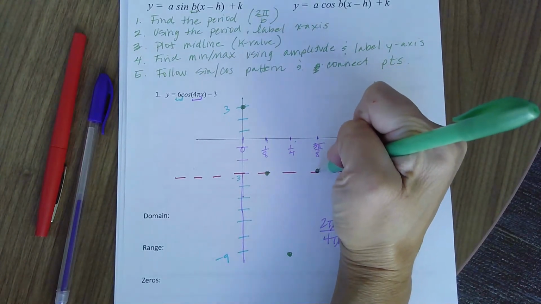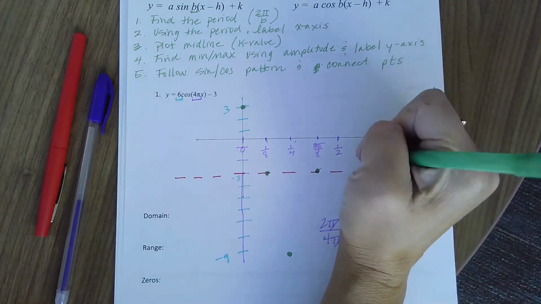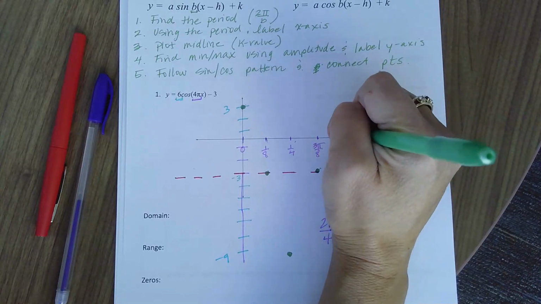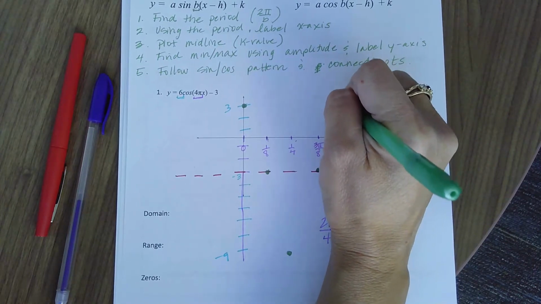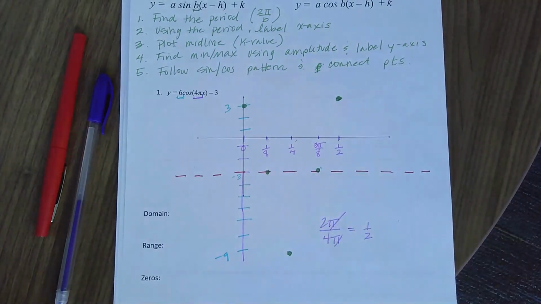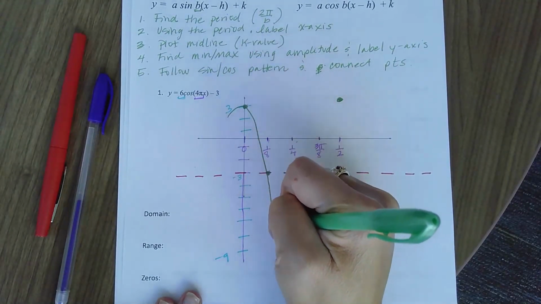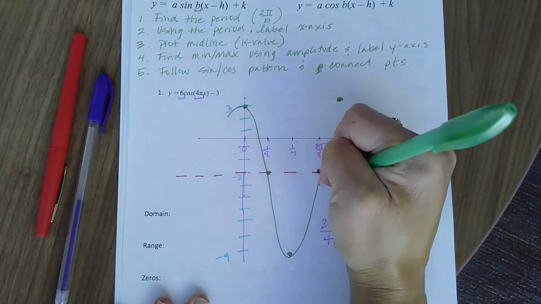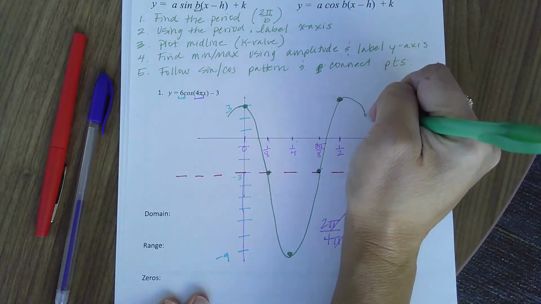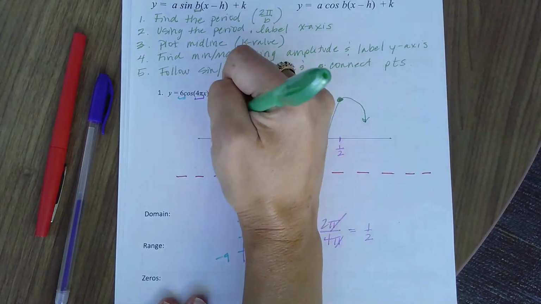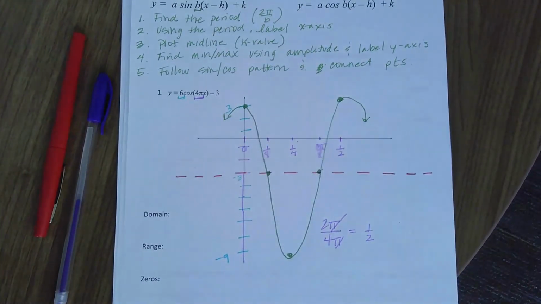Then my next point, which is when x is 3/8, is going to be at a midline. And then my last point, when x is 1/2, is going to be back up at a max. So remember, this is your maximum, so you don't want to go above that. So you're going to do one nice big curve. And then remember, this is going to repeat forever and ever and ever, like that.